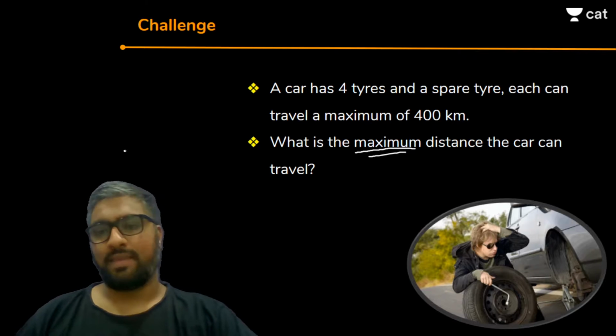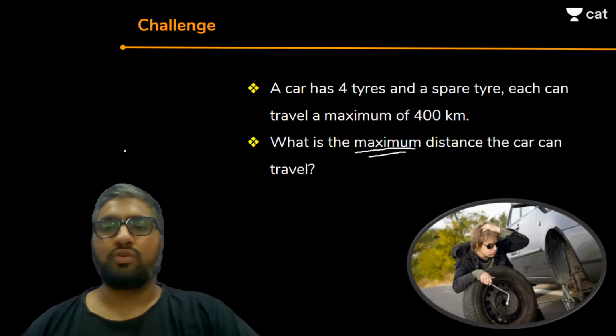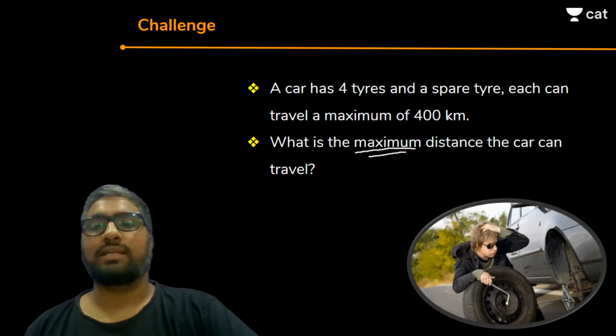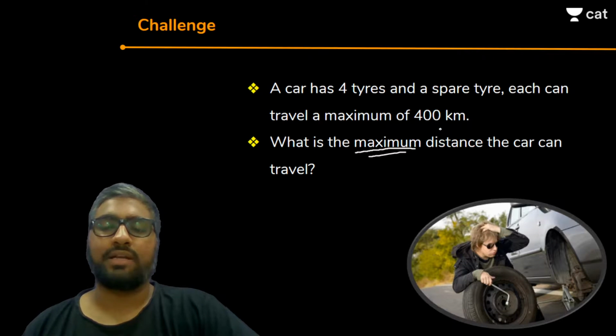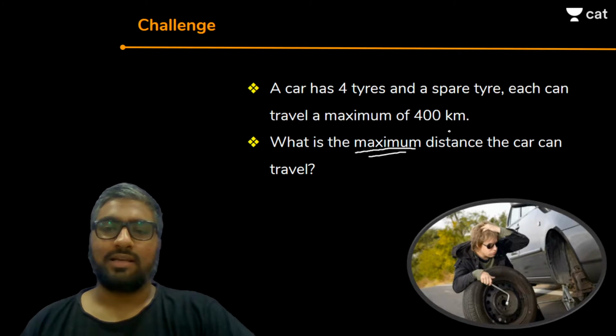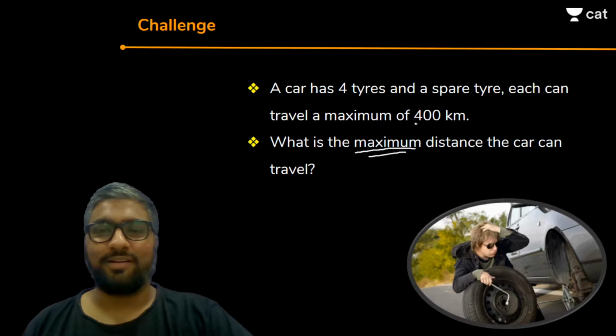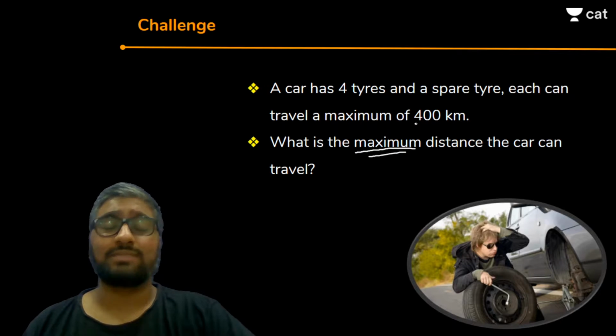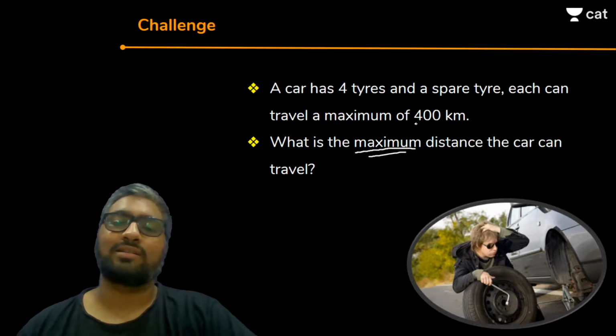Super, super. Now, what would people usually think? What people would usually think is 400 kilometers for every tire. There are five tires. 5 into 400 kilometers would be 2000 kilometers. You know, a car can't run on a single wheel.